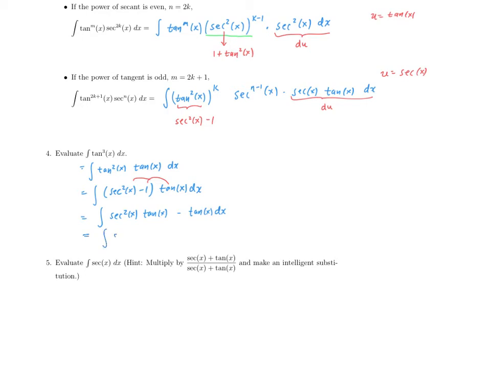We would have the antiderivative of secant squared tangent minus the integral of tangent. And let's focus in on this first integral. How should we evaluate it? What is your recommendation?